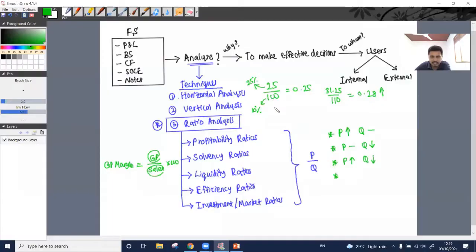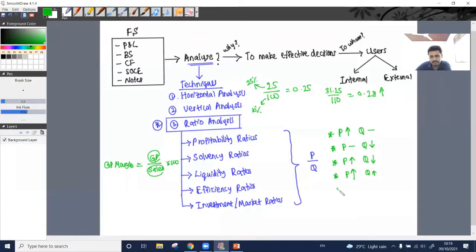If we can increase the numerator at a rate higher than the rate at which we increase the denominator, what can we do? We can increase the value of the ratio. We need to increase the numerator at a rate higher than the increasing rate of the denominator. The denominator increases, but if the numerator increases at a higher rate, still we can improve the ratio.